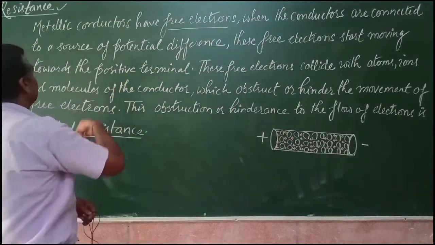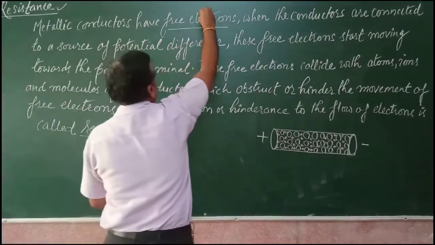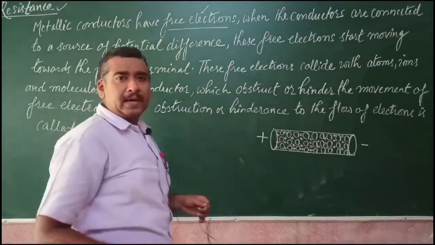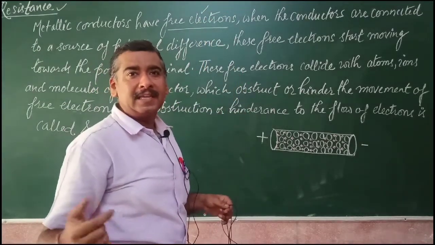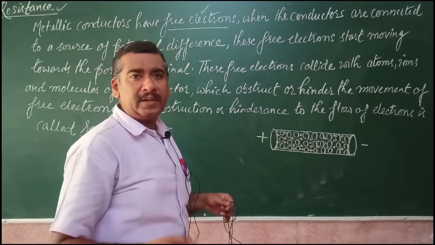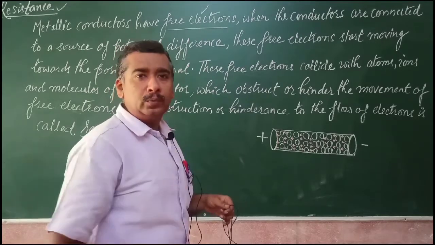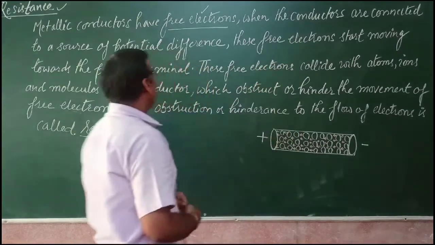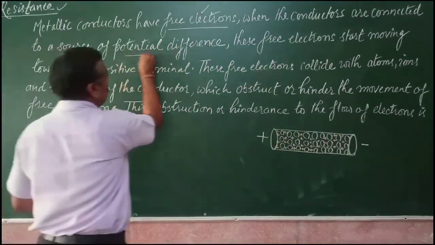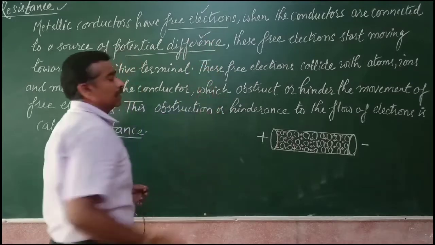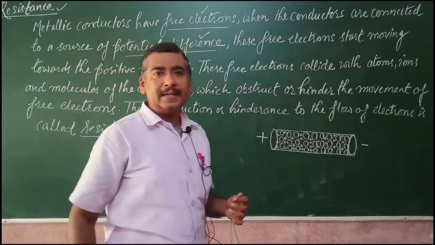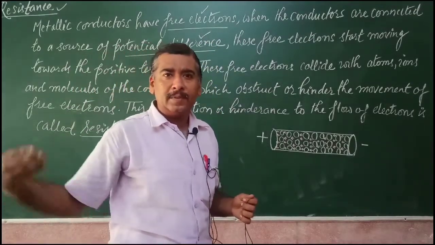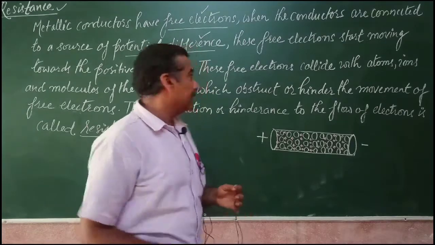Electrical resistance. Metallic conductors have free electrons, we know. These free electrons are basically the charge carriers, because only these free electrons are able to move through solid metallic conductors. Now if a conductor is not connected to a source of potential difference, there will be no flow of electric current, right?